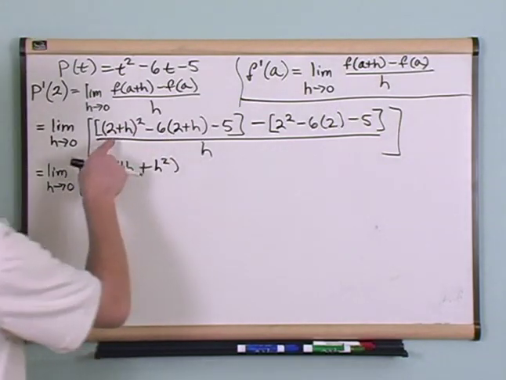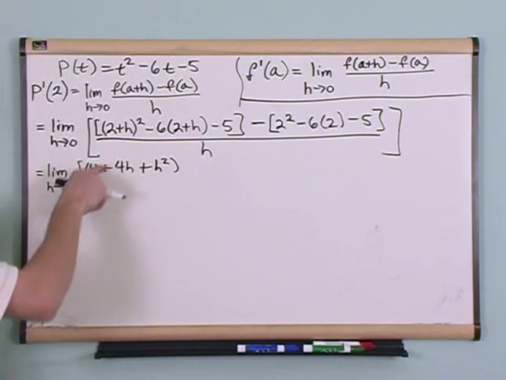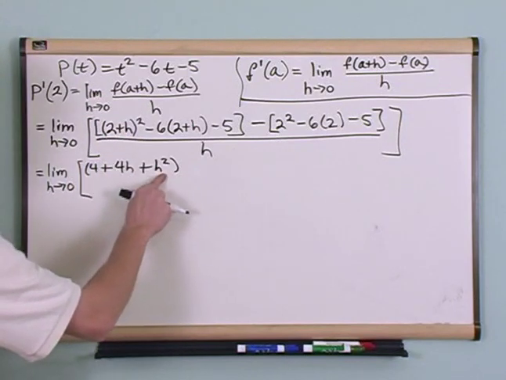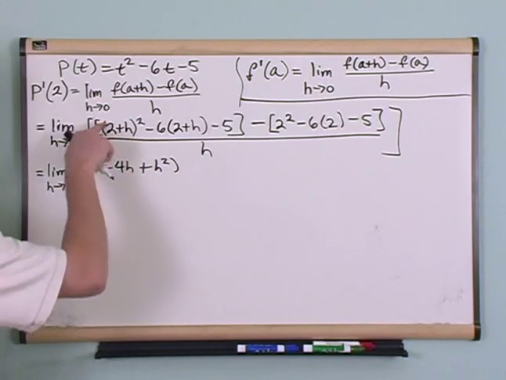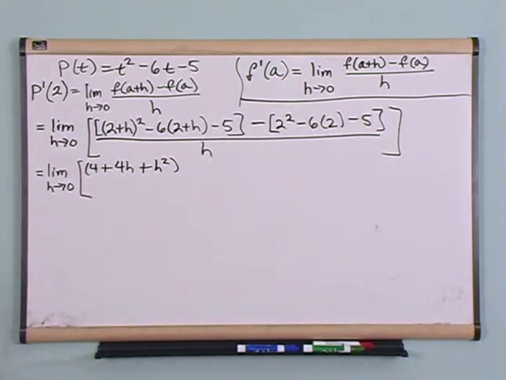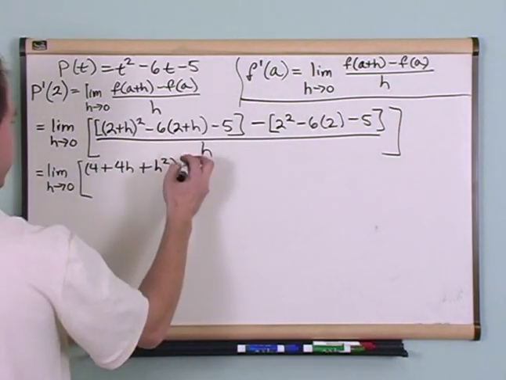All this is FOIL. The first term times the first term is this. The last term times the last term is this. And then you get the middle term. It's just 2 times the first times the last. If you go and review your FOIL, then you'll figure out that that's what that's equal to. So let's work with this term.